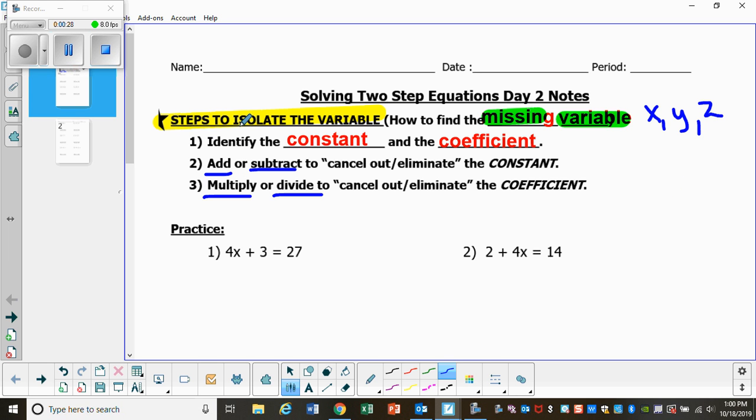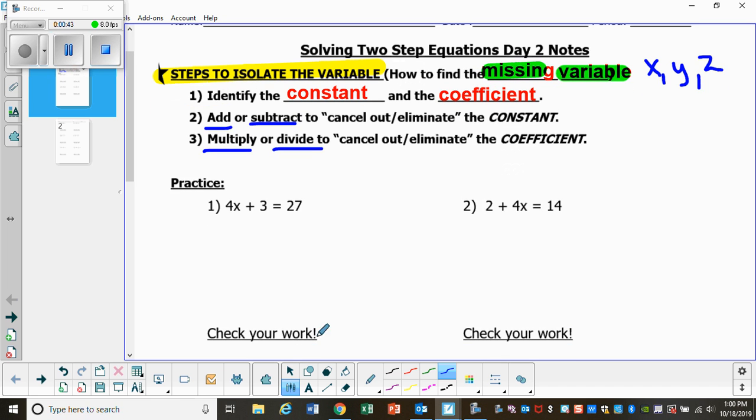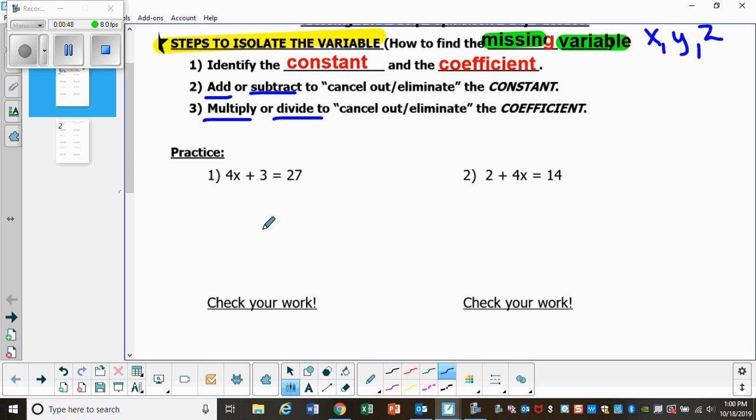So the steps are: identify the constant and the coefficient; add or subtract to cancel out or eliminate the constant; and step 3, multiply or divide to cancel out or eliminate the coefficient. I highlighted these steps so I can go back and use them for my homework. Okay, so here's my first two practice questions. 4x plus 3 equals 27.